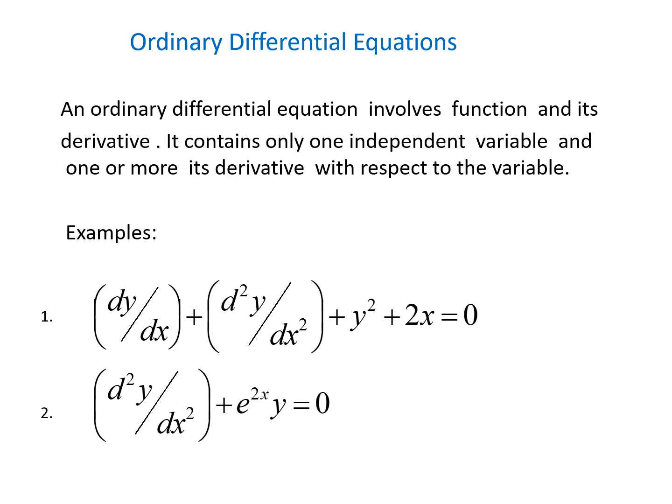See, there are some examples. dy/dx + d²y/dx² + y² + 2x = 0. The second one is d²y/dx² + e^(2x)·y = 0. In these two examples, we notice one thing: here y acts as a dependent variable with respect to the only one independent variable, say x.